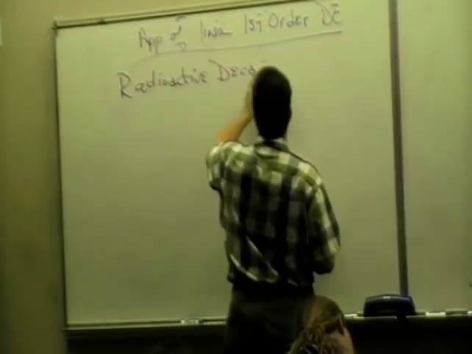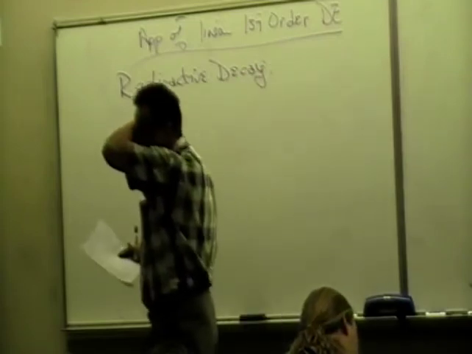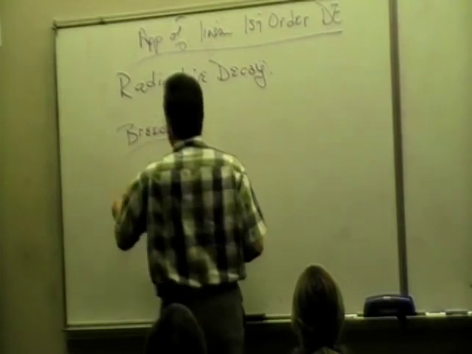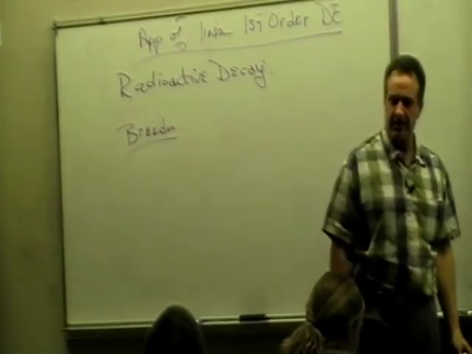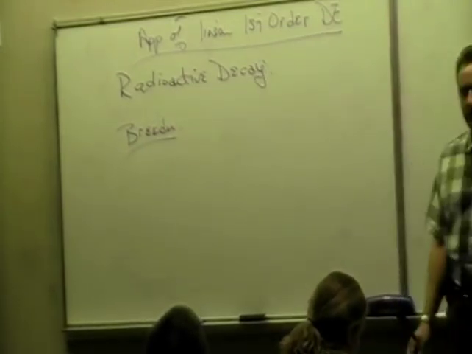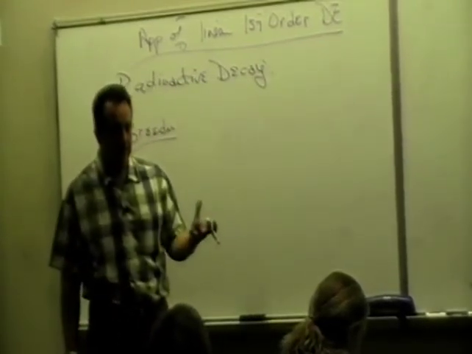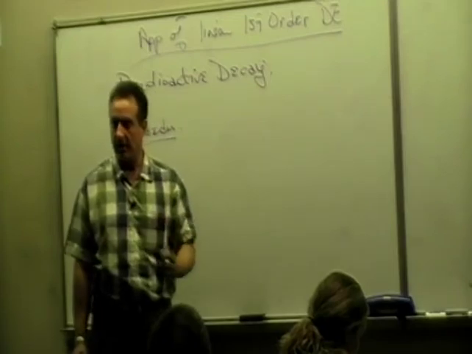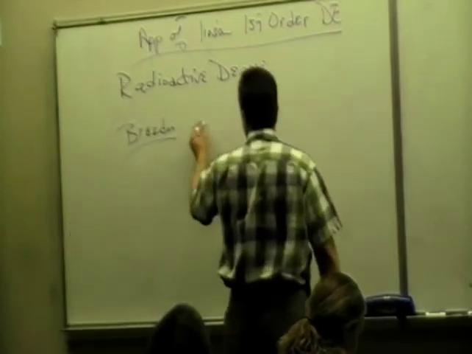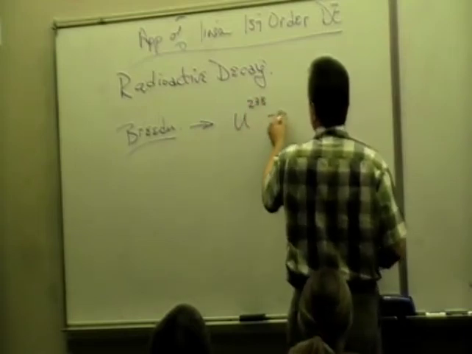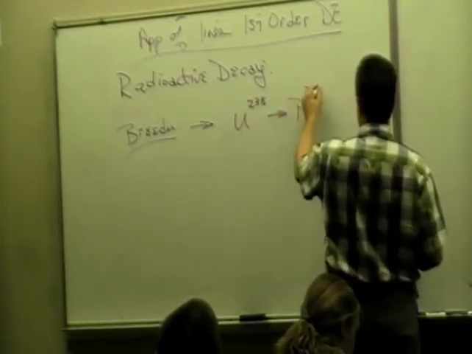Radioactive decay problem. Let's say I had a breeder reactor. Everybody know what a breeder reactor is? A breeder reactor is a reactor whose sole purpose is to take uranium and turn it into plutonium. A breeder will actually take uranium-238 and change it into plutonium-239.